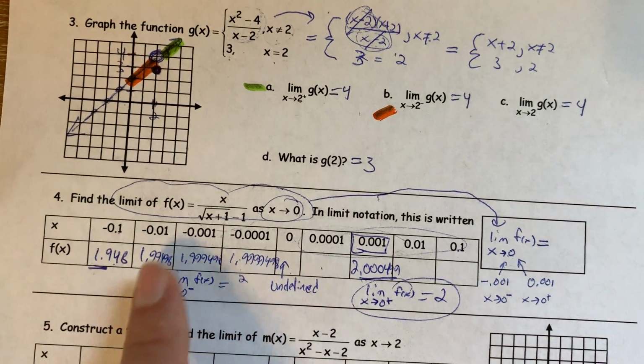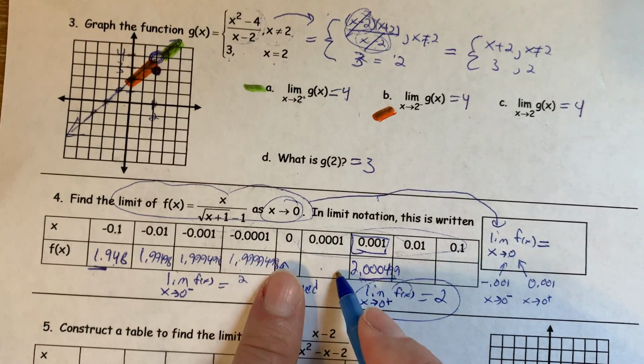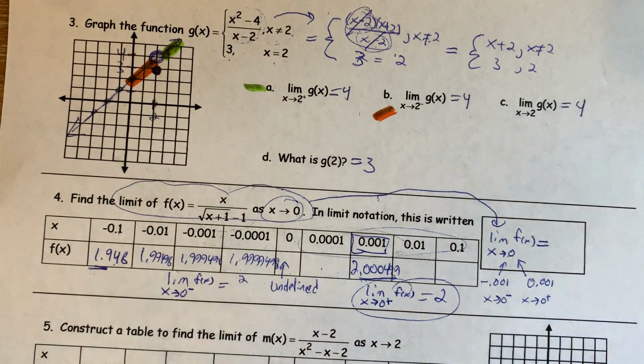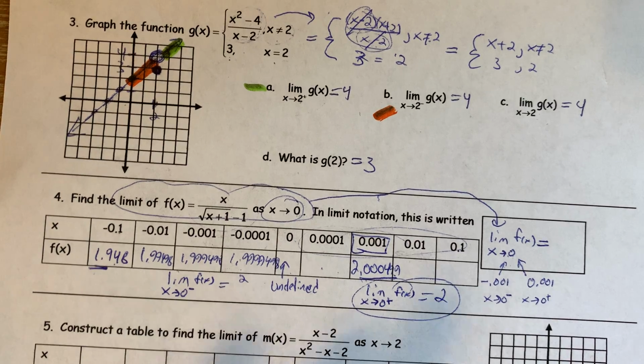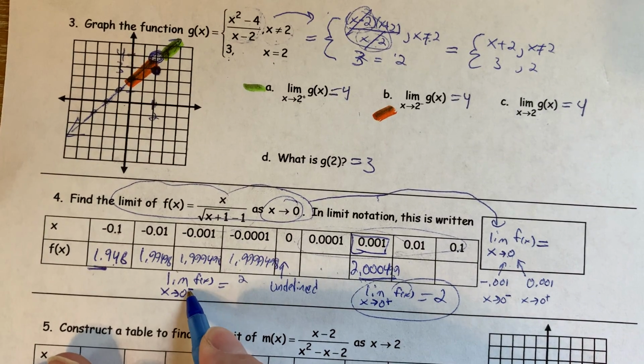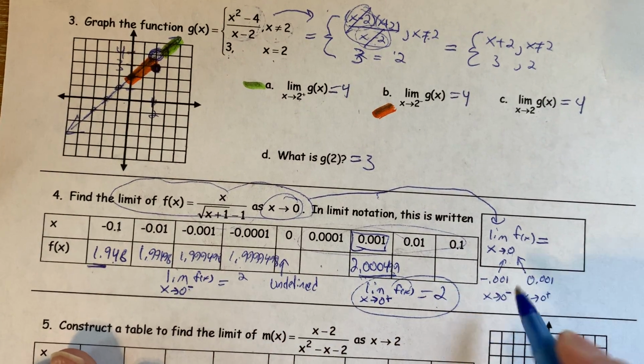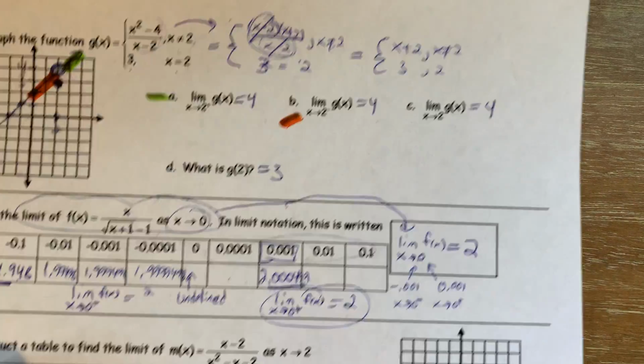And so a lot of times we won't actually make a table. We'll just choose one thing that's really close. And if we still can't tell, we'll get even closer to help us out with it. So the limit from the left was 2. The limit from the right was 2. And so the overall limit is 2.